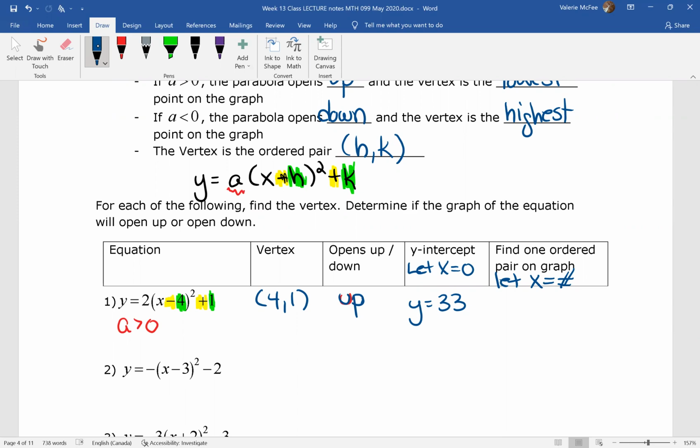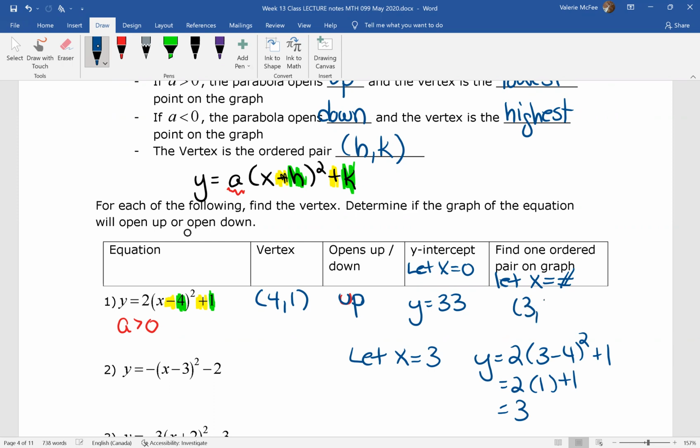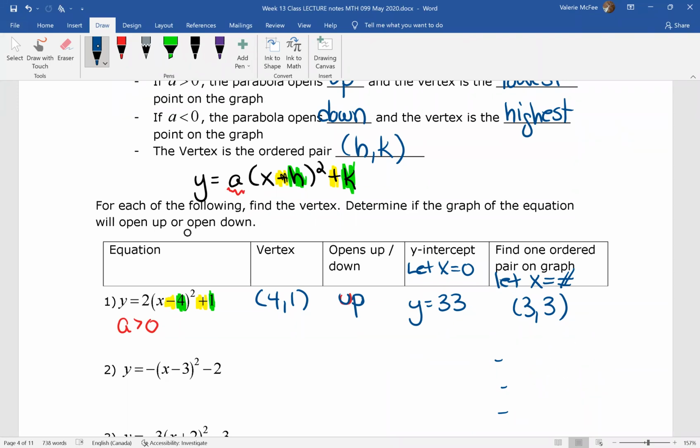So if I decide to let x equal 3, I would have y equals 2 times (3 minus 4) all squared plus 1. Negative 1 squared is 1. When x equals 3, we see that y equals 3. I hope you have some other paper for doing your work on.